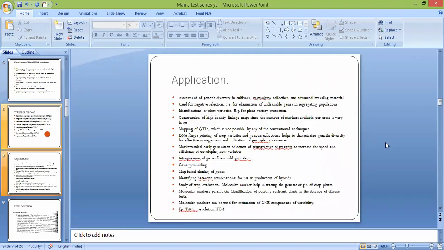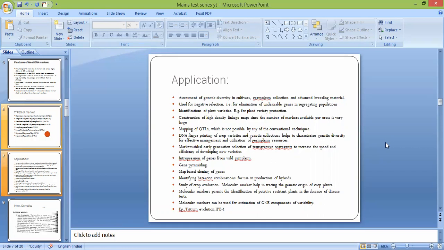Next is the application. The assessment of genetic diversity in cultivars or germplasm collections and advanced breeding material. For example, in evolutionary studies, these markers can be used. You should write an example to substantiate, like in the case of Triticum aestivum evolution, we can use these markers to study how they have evolved. Phylogenetic studies can be done.